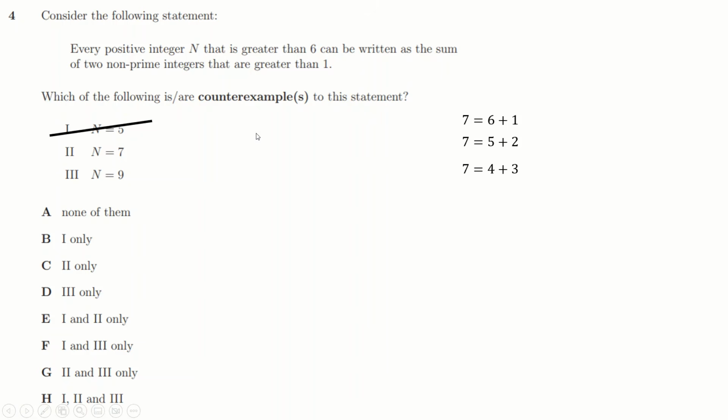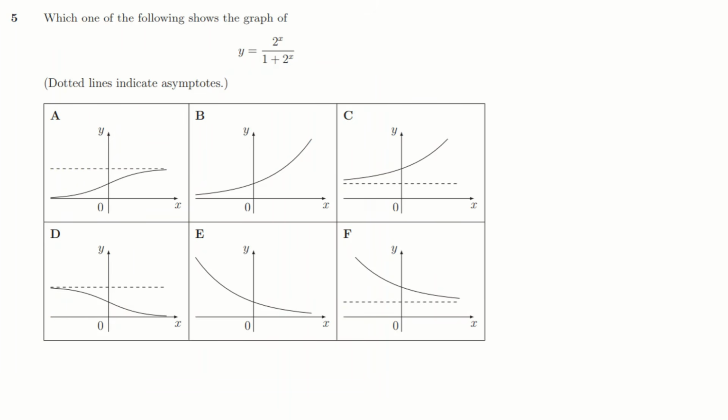So 7 is a counterexample. I cannot write 7 as the sum of 2 non-prime integers that are both greater than 1. So 7 is a counterexample. 9, the same thing. You run through it, they end up either being 1 or just one of them is prime every time, or both of them. And so both of those are counterexamples. The answer is 2 and 3, G.